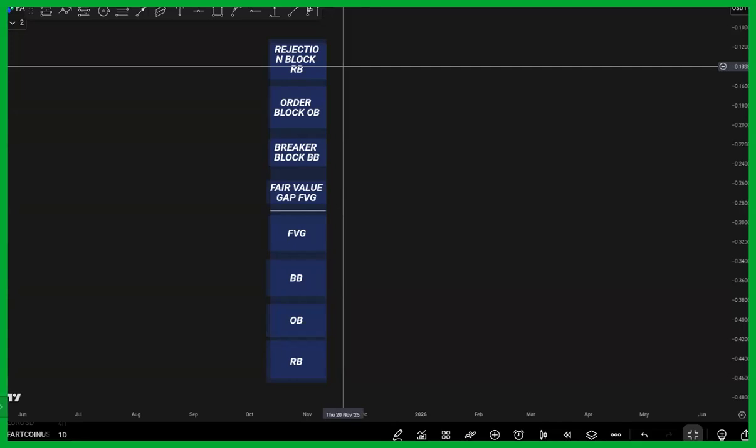Apart from that, in the lower time frame, you only see me using the breaker block and the order block. The reason why I only make use of the rejection block in the higher time frame is because inside of your rejection block, that's where you will see your lower time frame order block, breaker block, and all that.